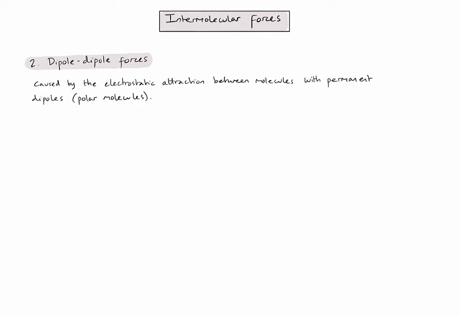For example, if I take two hydrogen chloride molecules and place them next to each other, I can see that already, because chlorine is more electronegative than the hydrogen, we have a permanent dipole on each molecule. So these molecules will orient themselves so that the partially positive and partially negative sides of each molecule are next to each other. And here you can see we have a weak electrostatic force of attraction between those molecules.